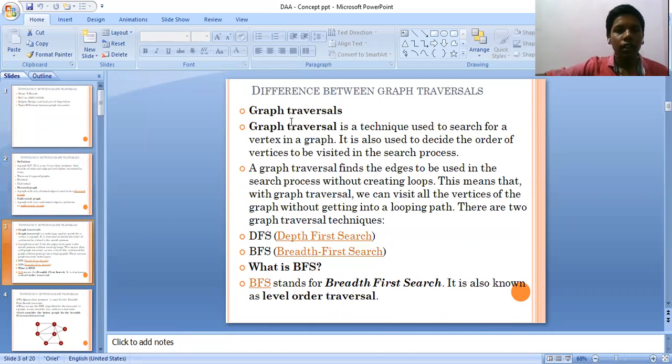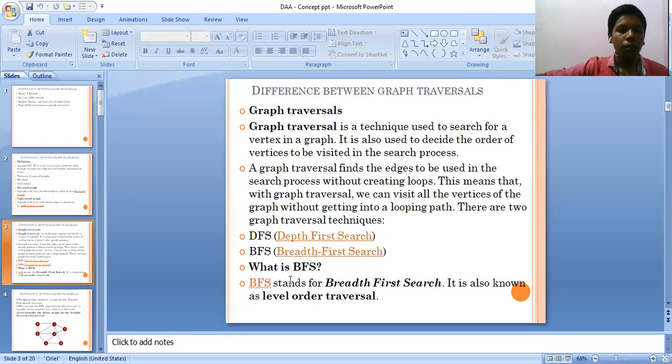Graph traversals. Graph traversal is a technique used to search for a vertex in a graph. It is also used to decide the order of the vertices to be reached in a search process. A graph traversal finds the edges to be used in a search process without creating loops. This means that in graph traversal, we can visit all the vertices of the graph without getting into a looping path. There are two graph traversal techniques. First one is DFS, depth first search, and second one is BFS.